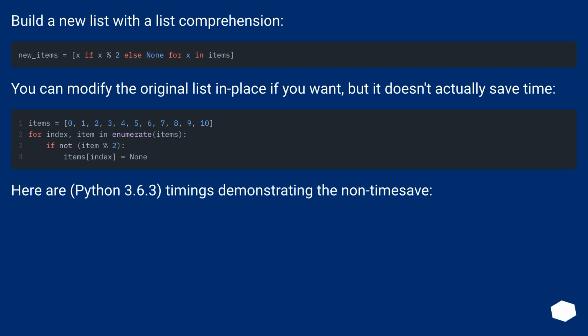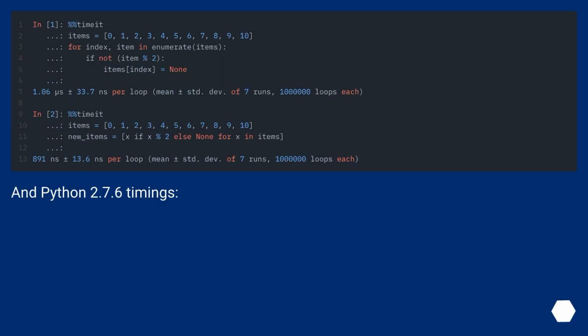Build a new list with a list comprehension. You can modify the original list in place if you want, but it doesn't actually save time. Here are Python 3.6.3 timings demonstrating the non-time save. And Python 2.7.6 timings.